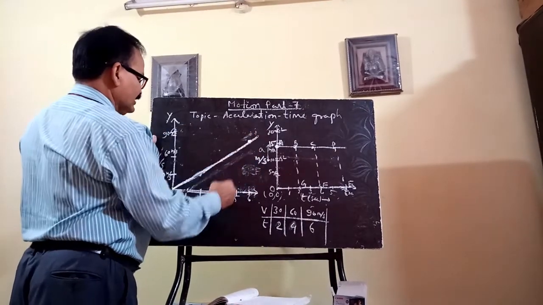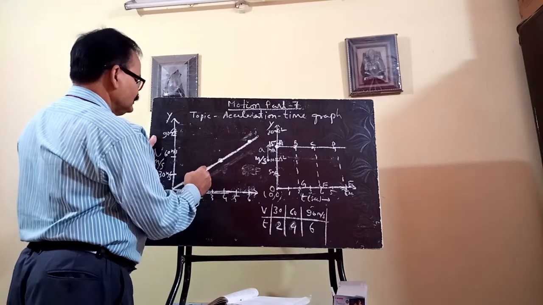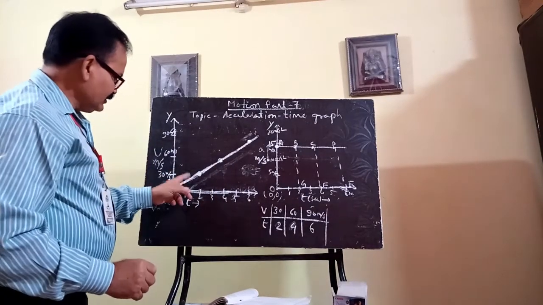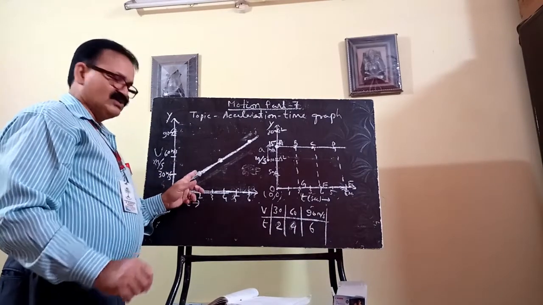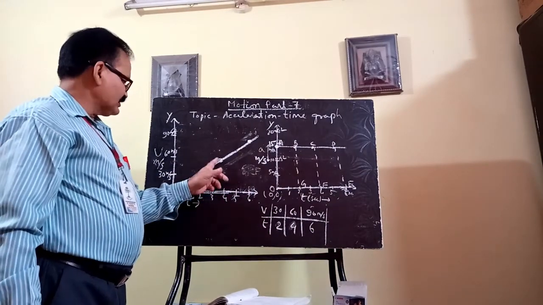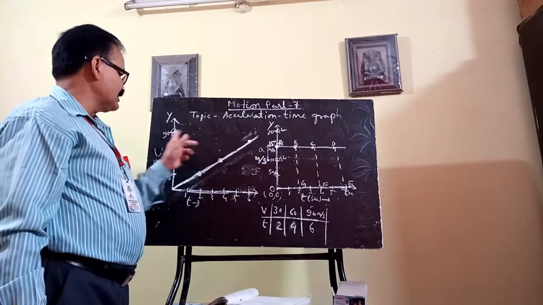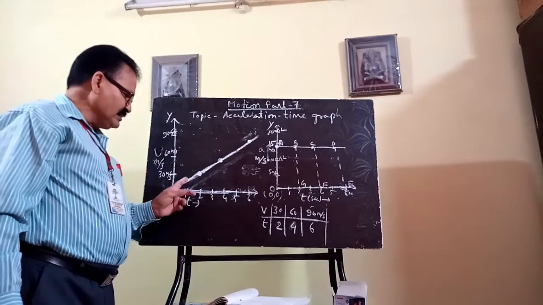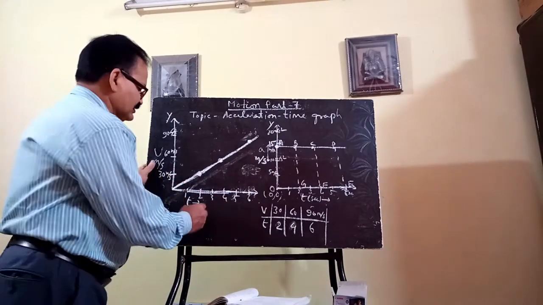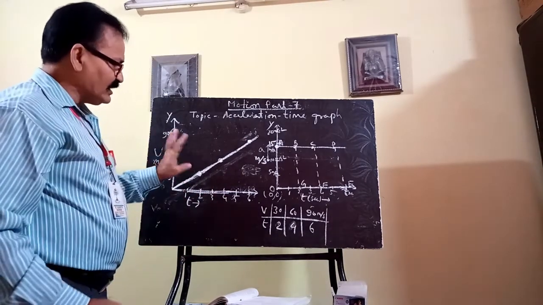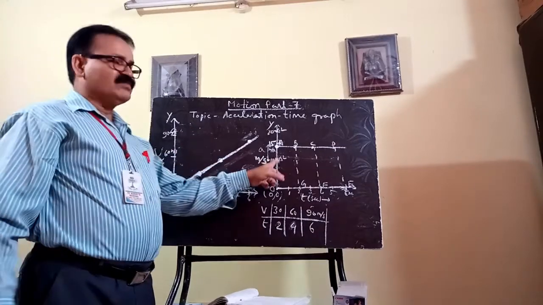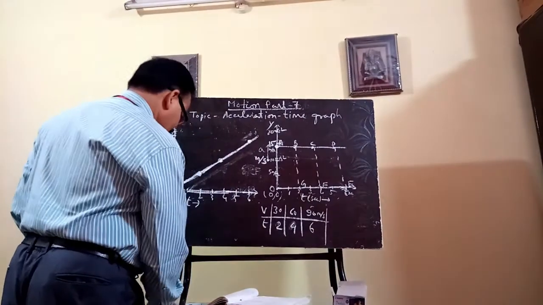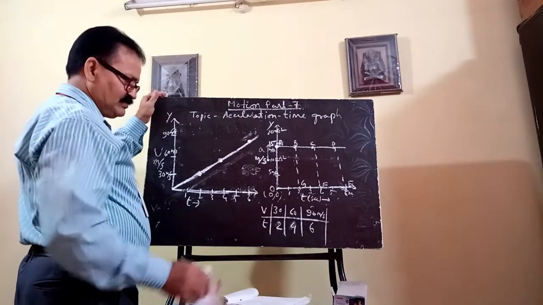This is a straight line. These are the data. For 2 seconds it is 30 meter per second, 4 seconds 60 meter per second, 6 seconds it is 90 meter per second. So when you join these, this is also a straight line inclined with your time axis. This is the velocity time graph that you have drawn from the acceleration time graph. Clear? Okay. Now the next case I have to remove it.